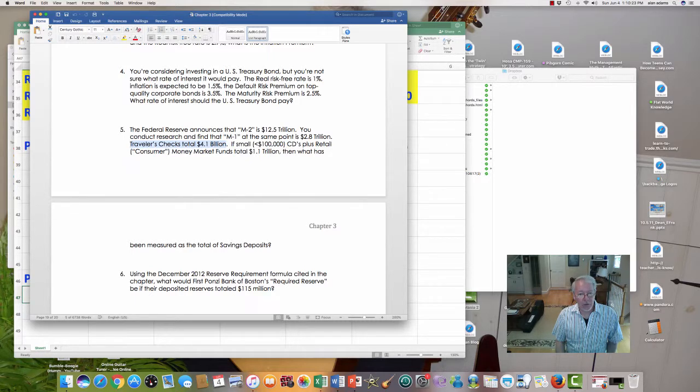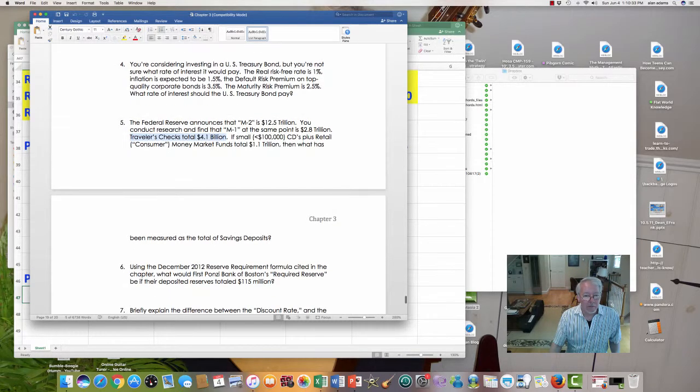Problem number 6 says, using the formula that I gave you, the bracketing formula in the book, I think it's somewhere around page 52, and I did an example like this for you in one of my lectures. I want you to assume that you have a bank that has total reserves of 115 million, and I want you to tell me how much their required reserve is. While we're at it, let's figure out how much they can lend as well.